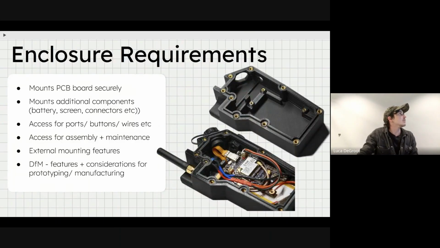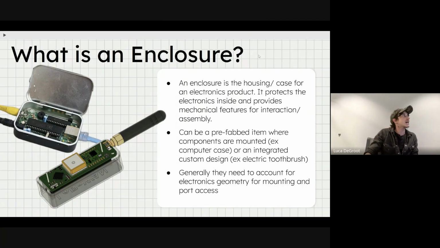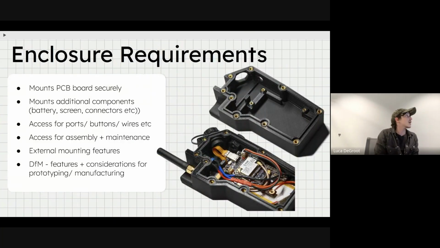So actually, this is enclosure requirements. The enclosure will usually need to mount a PCB board. It might need to mount multiple PCB boards, potentially in some configuration so that they can be connected to each other. It needs to mount additional components. So there's a screen, if there's a battery, if there are connectors. There's access for ports, buttons, wires. So wires may need to pass through some kind of connector, or you may need a button or a screen that is on the outside face of that enclosure.